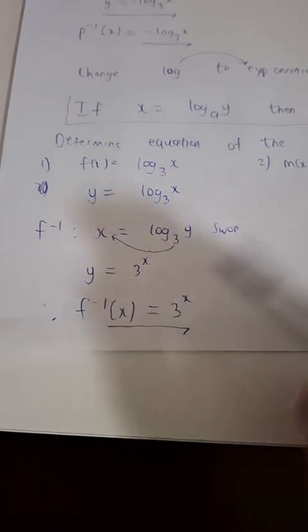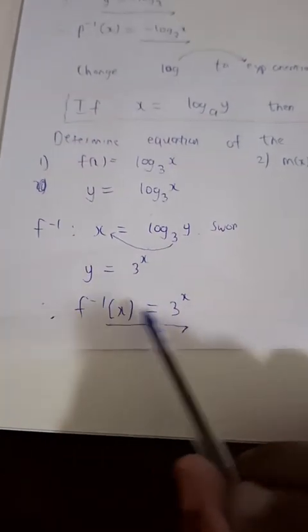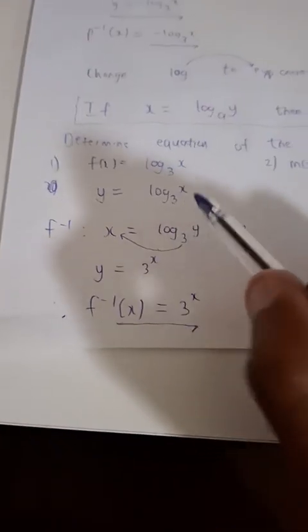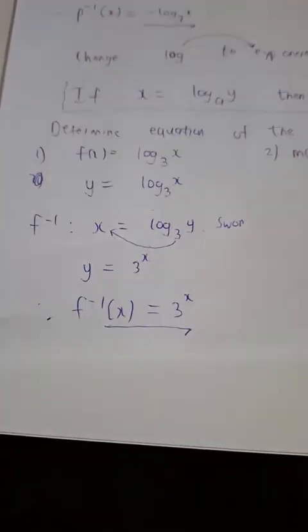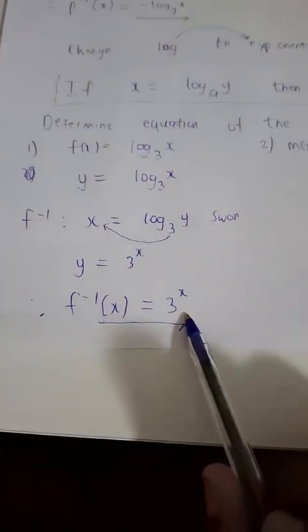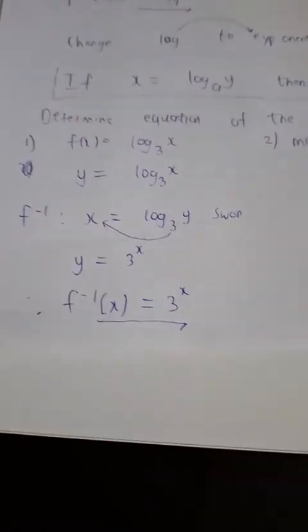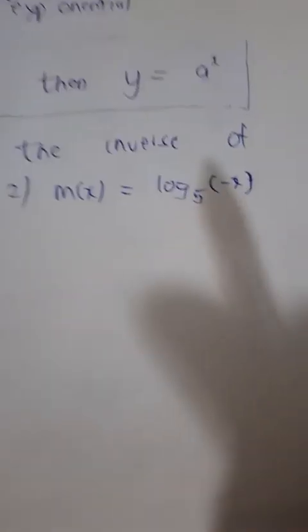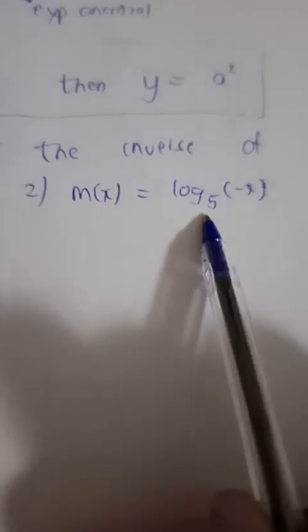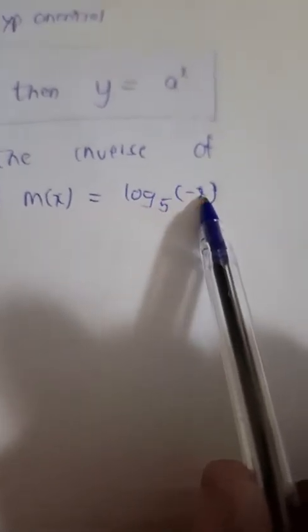Okay? And what's nice is that now you can even express this inverse back in that form. You follow the steps that we take when we change an exponential function back to a log function. Okay, let's look at this one as well. M of x is equal to log negative x base 5. So let's look at that.